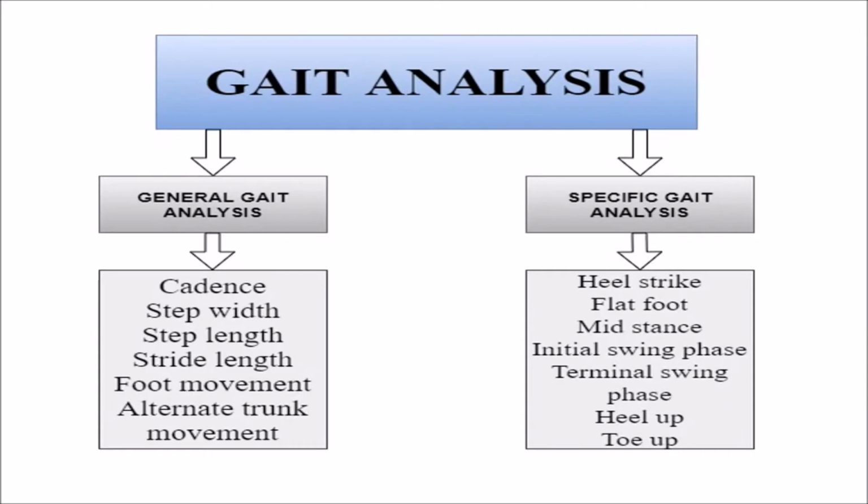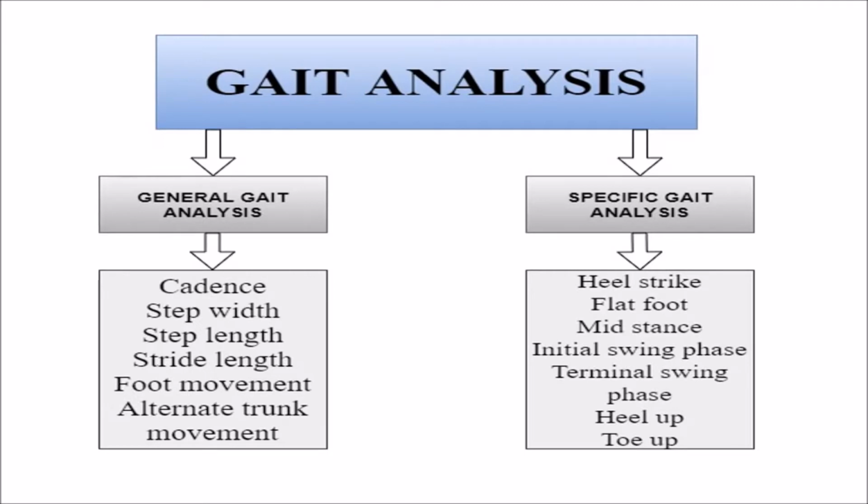In this lecture, I will discuss how to do gait analysis of a patient, especially a neuro patient. There are two types to analyze the gait: one is the general gait analysis and the other is the specific gait analysis. First we do the general gait analysis. How you examine is we look for the step length, velocity, stride length, cadence, foot involvement, and alternate trunk movement.